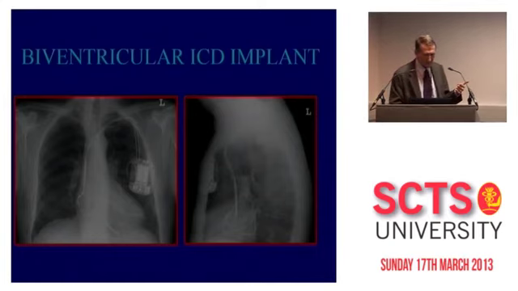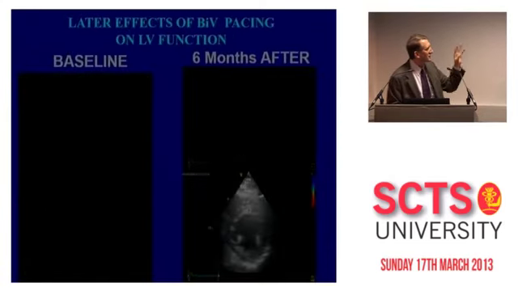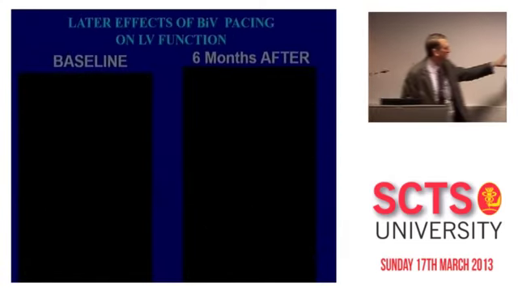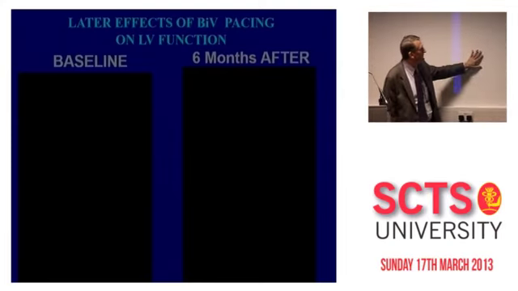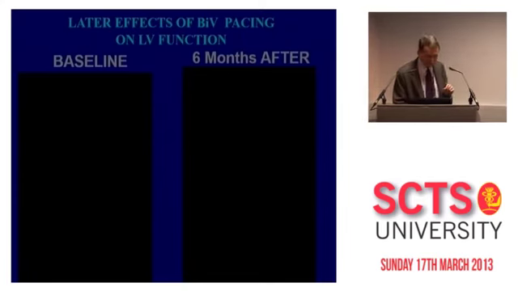Left bundle branch block is important. Atrial fibrillation is not necessarily a contraindication. Some patients are too sick for it, though. Again, these are all just going to blank out. But basically, this was a patient who had a dysynchronous, dysfunctional ventricle. He got a pacemaker, and 6 months afterwards he was doing a lot better.